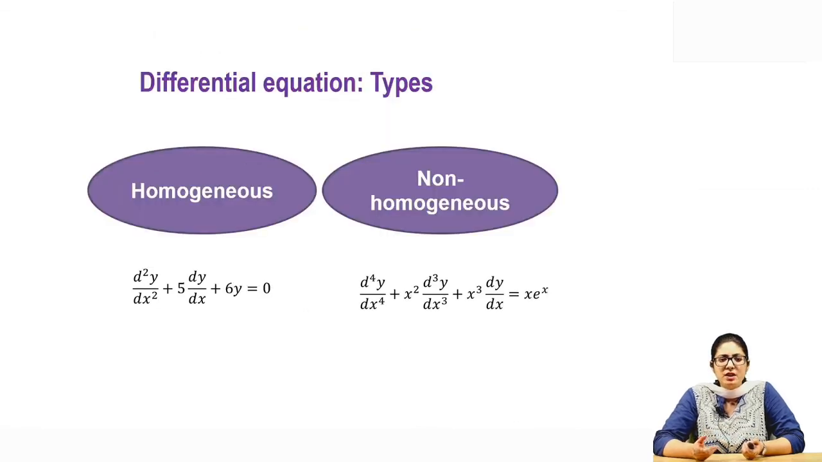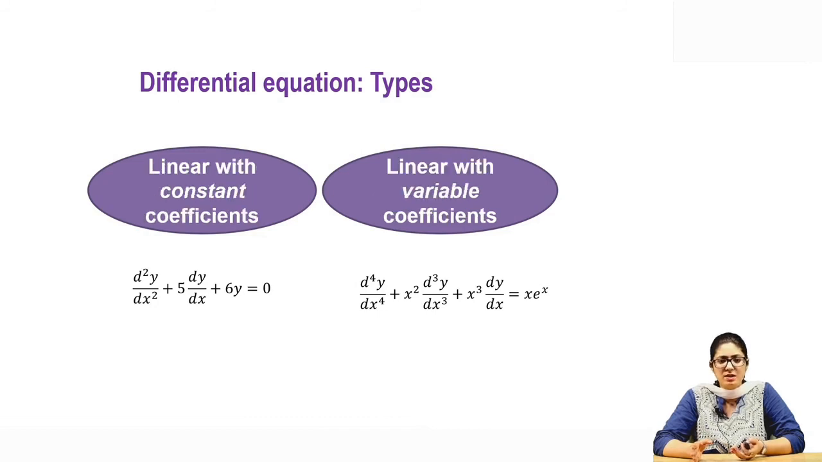Another classification includes homogeneous differential equations and non-homogeneous differential equations. The homogeneous differential equations are those equations where the right hand side of the equation is 0, and non-homogeneous differential equations are those where the right hand side is not 0. So, we have some terms available on the right hand side. These are the clear distinctions of homogeneous and non-homogeneous equations.